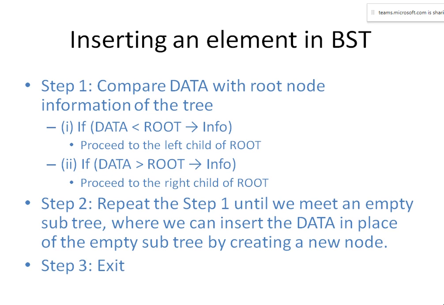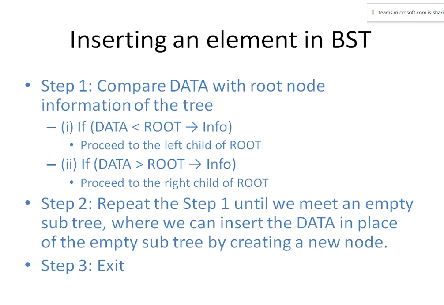Now we'll look at the steps. This data is the actual value that you want to insert in the binary search tree. First, you need to compare data with the root node. If data is less than the root node information, then proceed to the left child of the root node. If data is greater than the root information, that is, the value at the root node, you have to proceed to the right child of this root node.